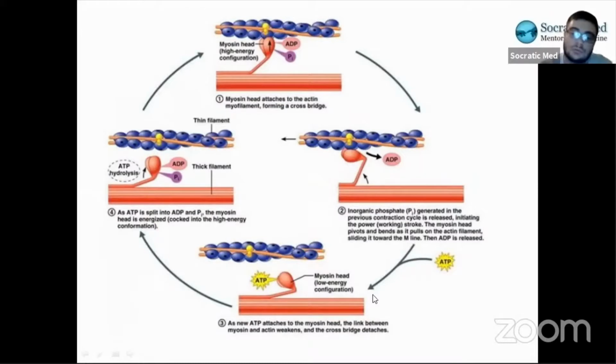So let's talk about it. The myosin is this red, and it's the one with this little bulb head. It's the myosin head. And the actin is these blue balls that are arranged in like a rope. Yes, it is the myosin that moves the actin, not the other way around. The thick filament moves the thin filament. Okay.